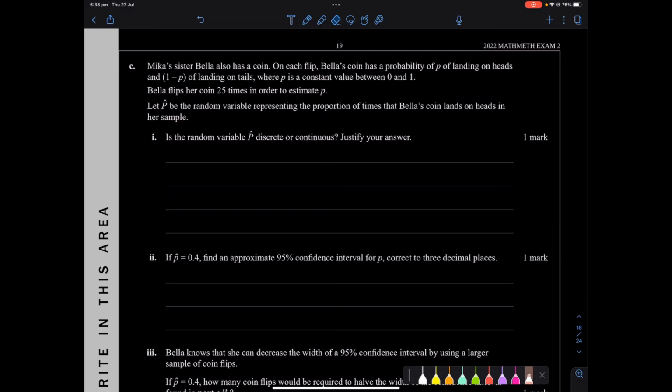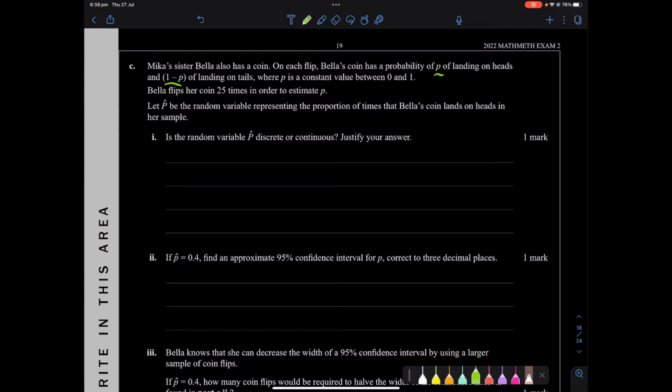Mika's sister Bella has a coin. On each flip, Bella's coin has a probability of p of landing heads and 1 minus p of landing tails, where p is a constant value between 0 and 1. Bella flips her coin 25 times in order to estimate p. Let p hat be the random variable representing the proportion of times that Bella's coin lands on heads in her sample. Is the random variable p hat discrete or continuous?